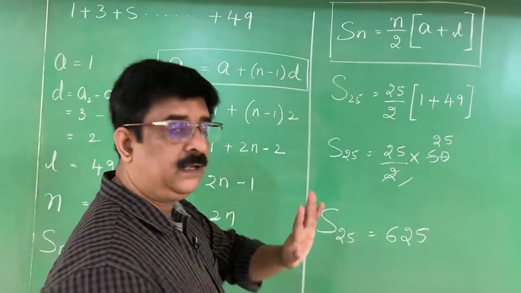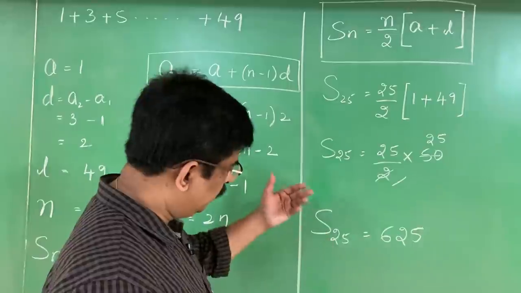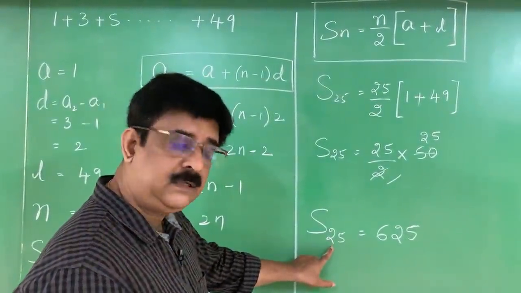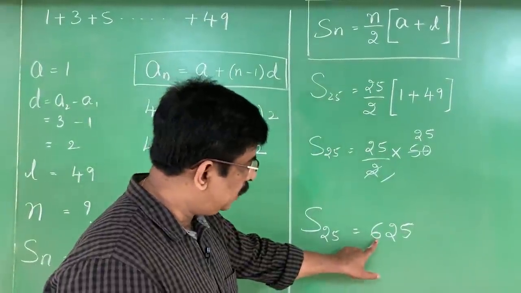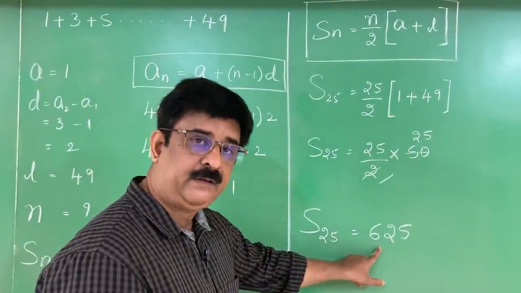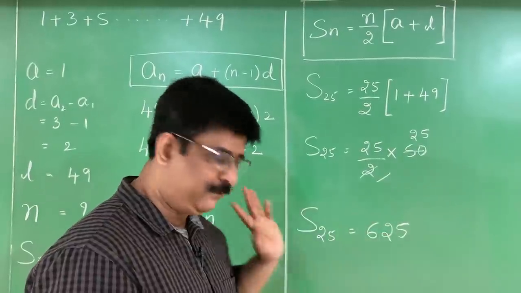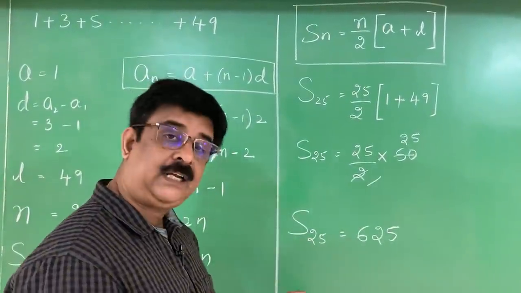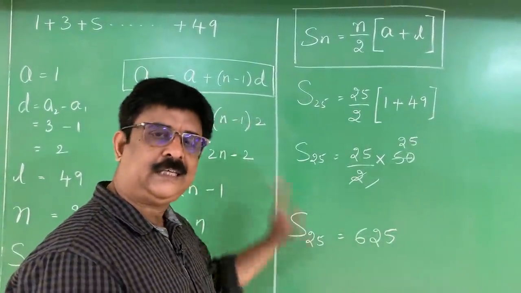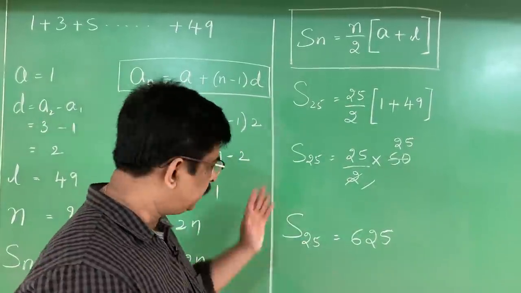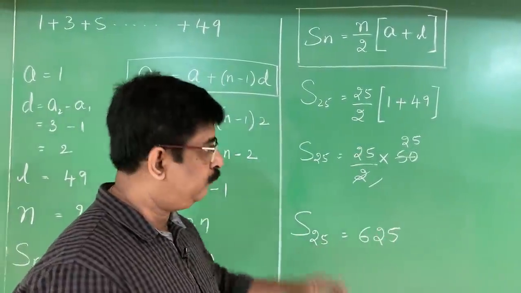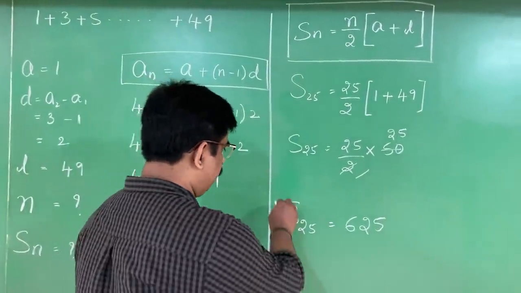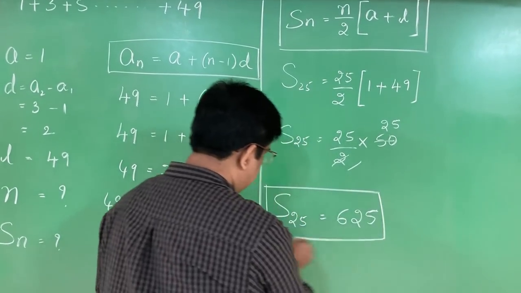Here there is a trick. It is not there in the textbook, but you can understand this. How much is S25? I got 625. 625 means what? 25 into 25. Therefore, S25 is equal to 25 into 25. S30 is equal to 30 into 30. S50 is equal to 50 into 50. S100 is equal to 100 into 100. Therefore, remember, there is one formula. You are going to use this formula in your higher classes.